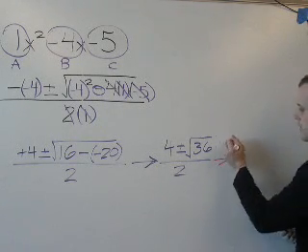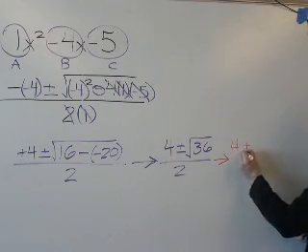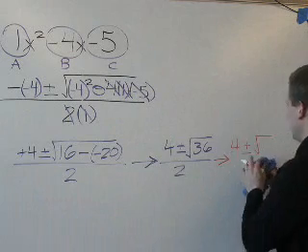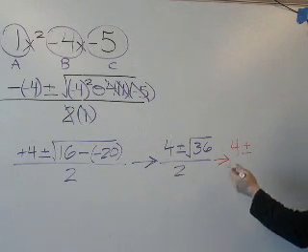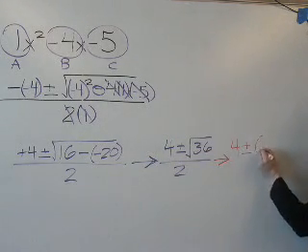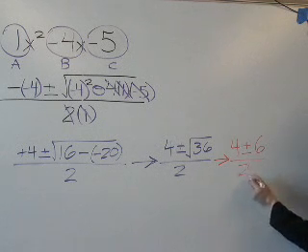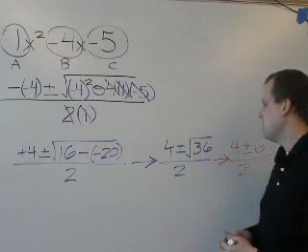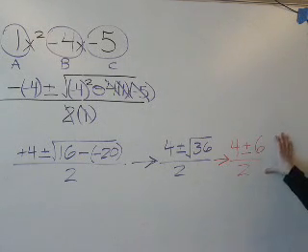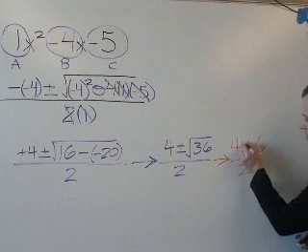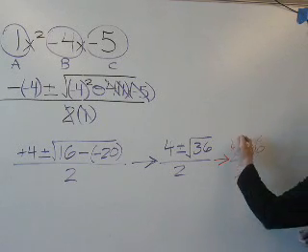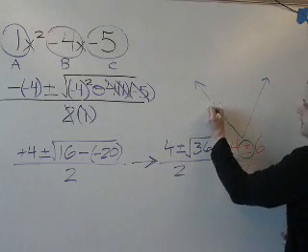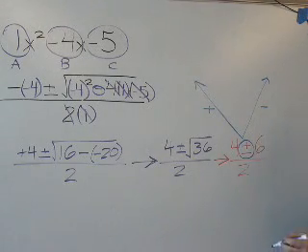So I'm just going to draw another arrow here. 4 plus or minus the square root. Oh, I don't need the square root. I just did it. Sorry, a little mistake there. 4 plus or minus 6, all over 2. Now, as soon as I get to this last part where I have figured out the square root, here's what I'm going to do. I'm going to take this plus or minus, and I'm going to shoot it off into 2 directions. I'm going to make an addition problem. I'm going to make a subtraction problem.